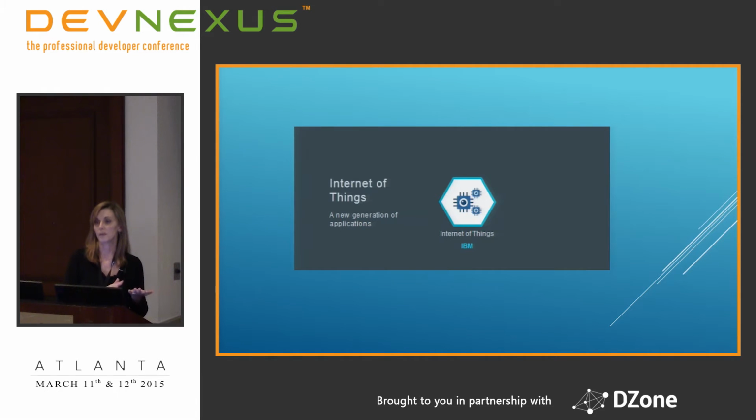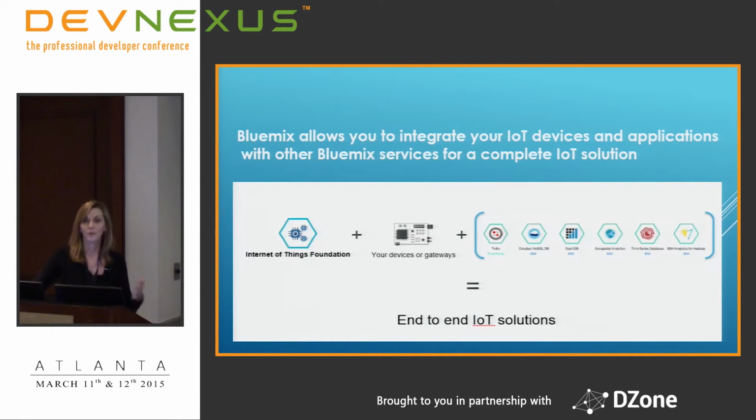So what IBM has done now is taken that same type of technology that's used in MessageSight, and they have that running in the cloud for Bluemix services. So you can use that same type of technology without having to make the investment of buying the appliance. So that's just a little background on how we transitioned from MessageSight into the IoT Foundation. But Bluemix allows you to integrate your IoT devices and applications with other Bluemix services, and then you can create a complete end-to-end solution.